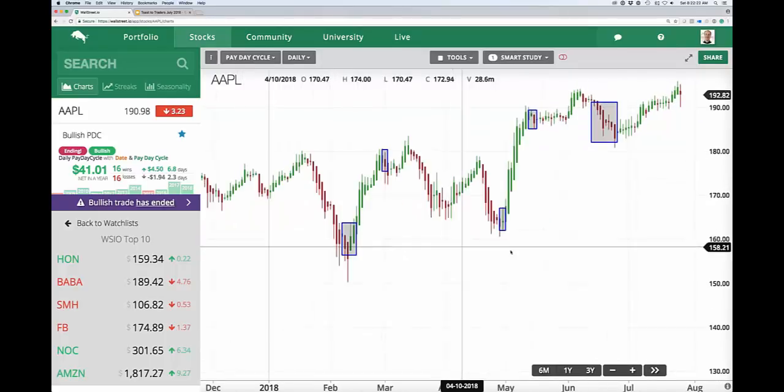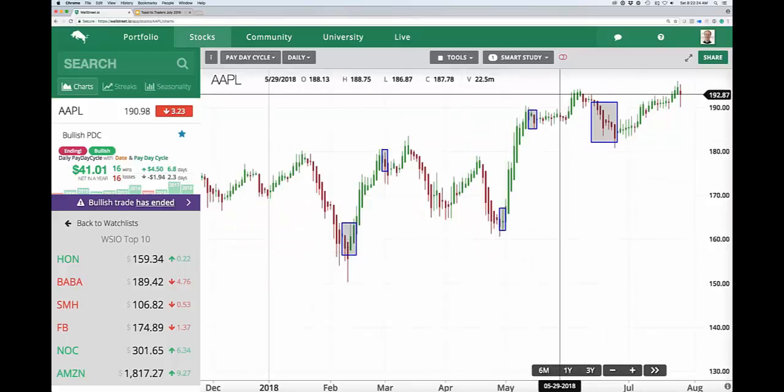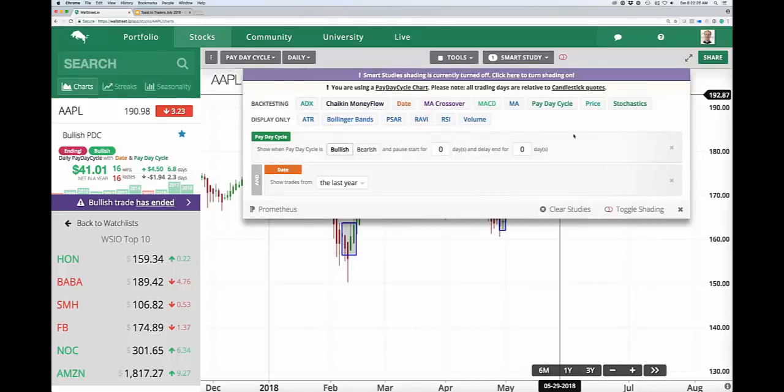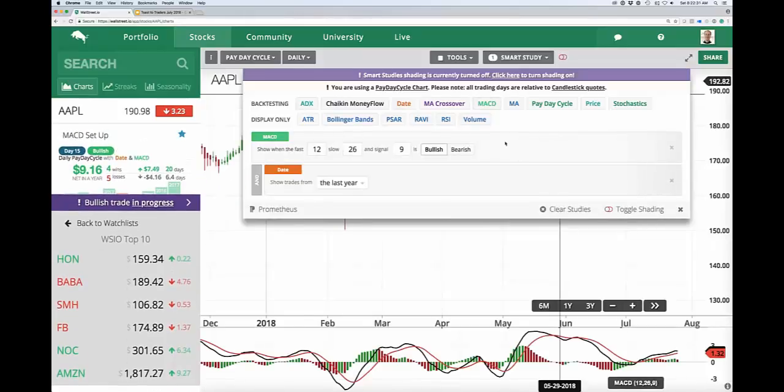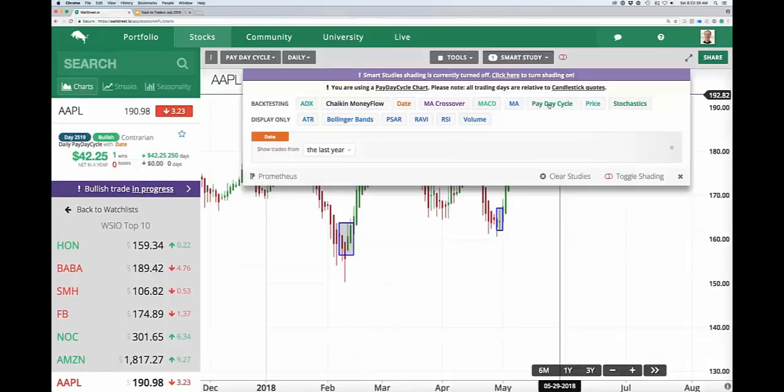And it's not just for payday cycles. Basically, anything that you put into Smart Studies, like it could be a MACD, you know, you could say, I want to trade the MACD, and the MACD's got pretty good results, right? You could favorite it, and then you can get a notification for when the MACD is starting and stopping, okay? Which we'll cover here in a second.